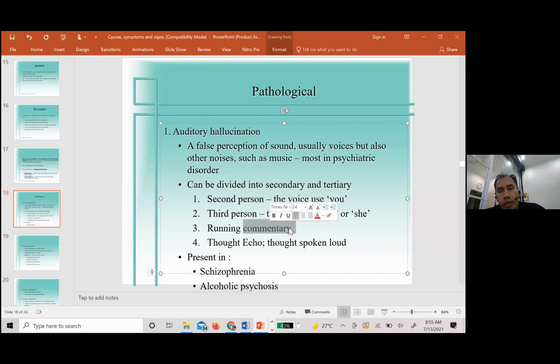Okay, so what about running commentary? It sounds like second person, but it is commenting on the patient's actions. Running has to be in series. The word running here means series. Example: now he is talking alone to the computer. That's not running commentary, that is third person. But running commentary means: now he is talking, now he's quiet, and now he's holding the mouse. So it's in series, and that's what we call running commentary.